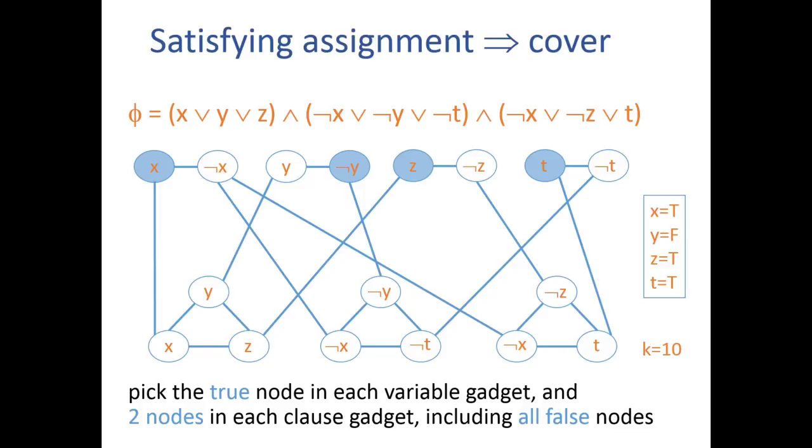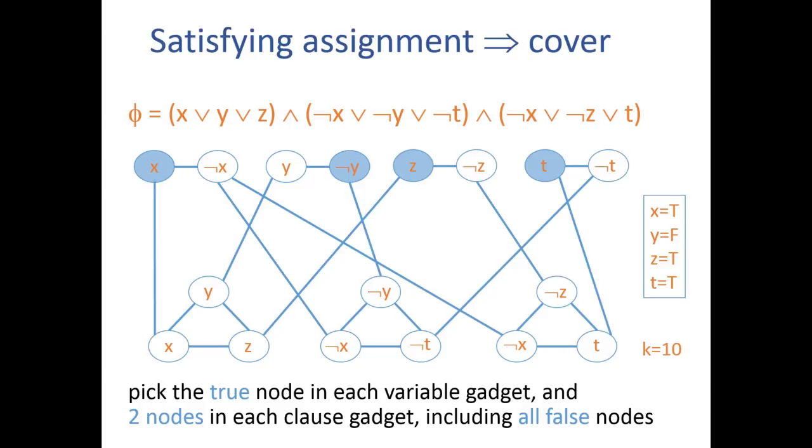Okay, so what about the triangles? Well, I know that this is a satisfying assignment. So in each clause, at least 1 variable is true. Maybe more, but at least 1. And therefore, at most 2 variables are false. So in each triangle, I'm going to select 2 vertices, including all false ones and possibly some true ones. For instance here: X, Y, Z. I know that I have to select Y, and I can select one of X and Z. I don't care which one.